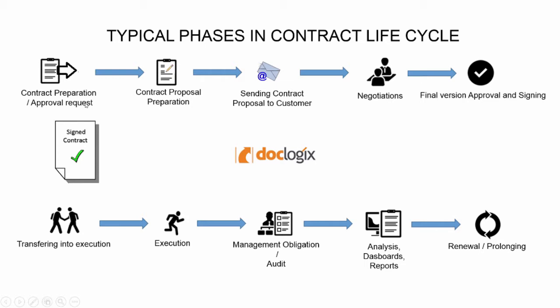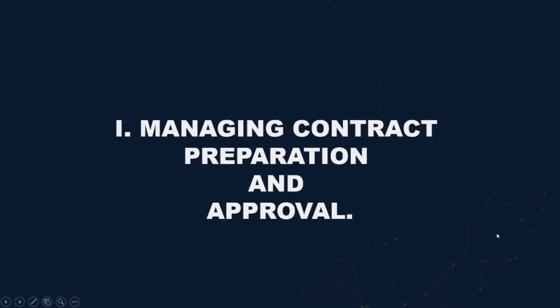So first is the contract request and preparation, then sending the contract proposal to the customers. After we have negotiations and finally approval of the final version and signing. Once the contract is signed, we can move to this process at the bottom here, which is for managing signed contracts. So transferring into execution, execution itself, managing audits and other obligations, performing different types of analysis, and finally taking care of the renewal process.